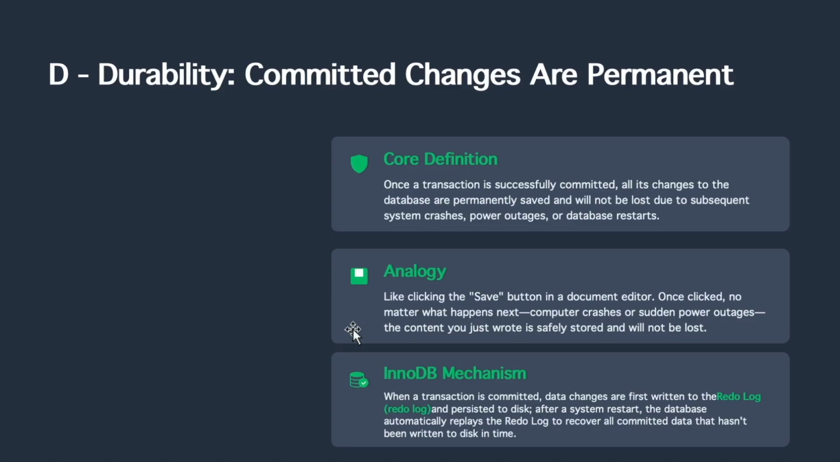Durability ensures all committed transaction modifications are persistently stored on disk. System crashes, power outages, or restarts cannot cause committed data loss. InnoDB's core implementation relies on redo log. During transaction commit, redo log is sequentially flushed to disk. After a crash, InnoDB replays the redo log to recover all committed data, achieving absolute durability.